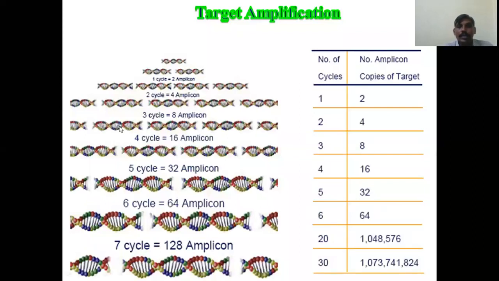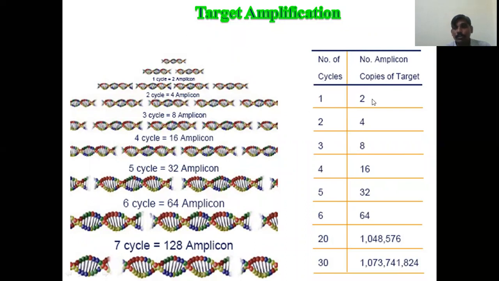So how many DNA molecules are synthesized by the PCR mechanism? We can go through the number of cycles and the number of copies. Normally we calculate the number of copies obtained in the PCR with the help of the 2 to the power of n formula.